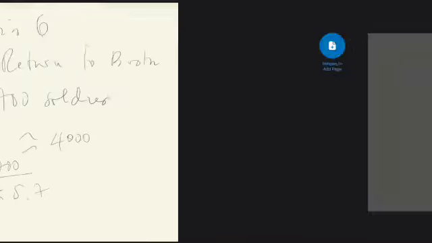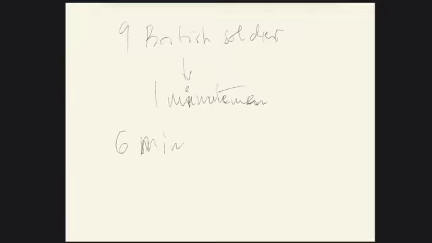If you recall, it was 9 British soldiers for every 1 Minuteman, which we examined earlier. Now it's 6 Minutemen for every British soldier.